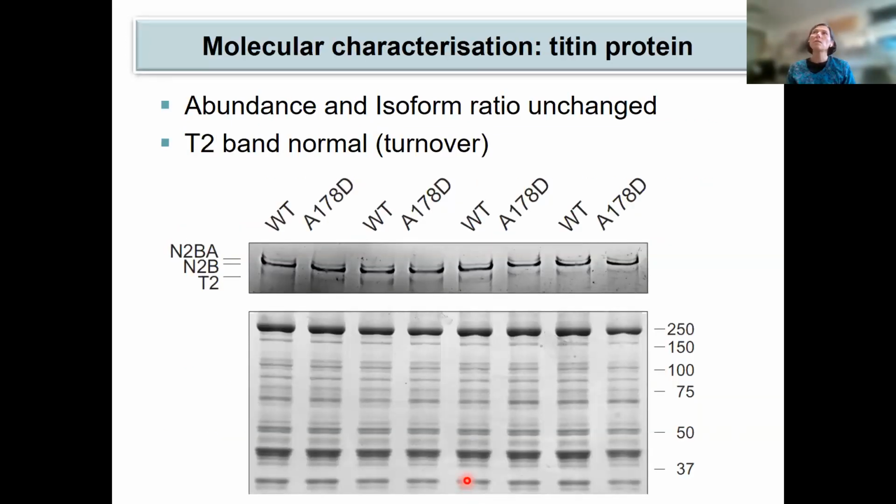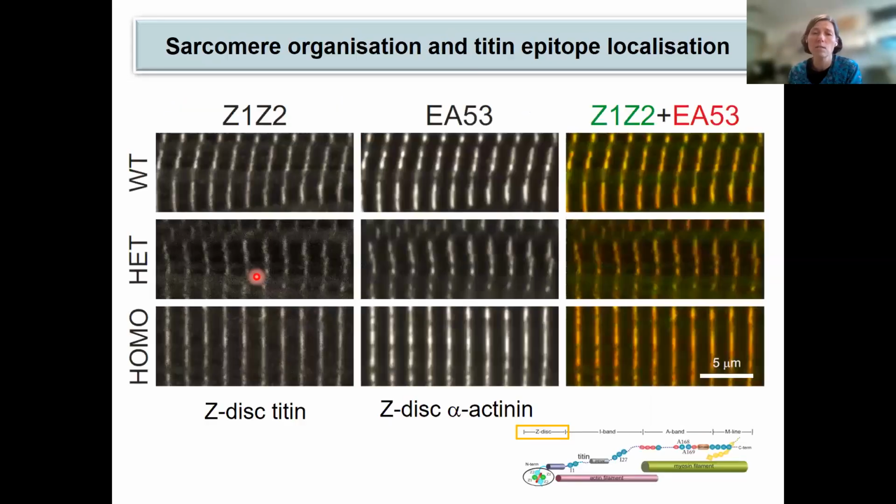And obviously, if you mutate titin, you would think this could change the properties of titin. So we looked at all sorts of titin aspects. And the first one was to look at isoform composition of titin and titin amount in these hearts, and that was all fairly normal. And there's also a T2 band that some people say is indicative of titin turnover. And again, that looked fairly normal. So pretty much titin looked normal.